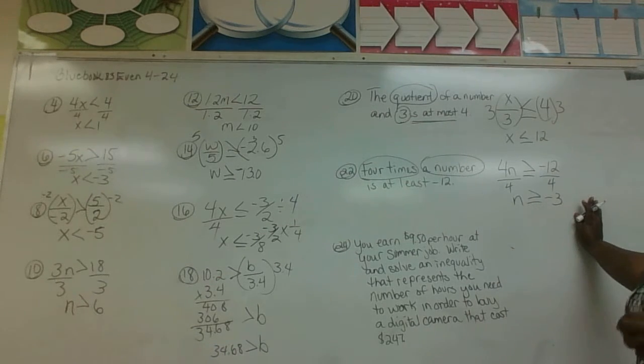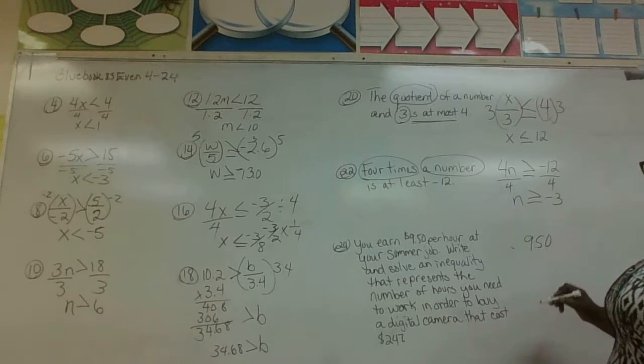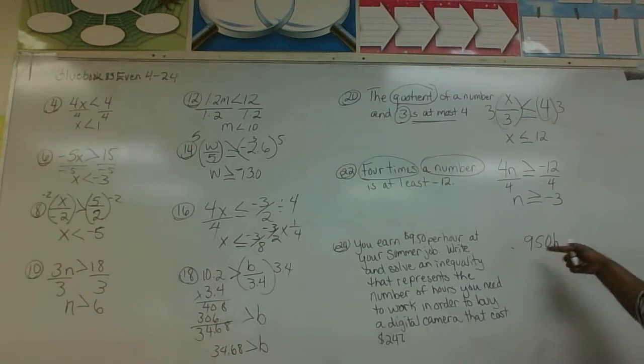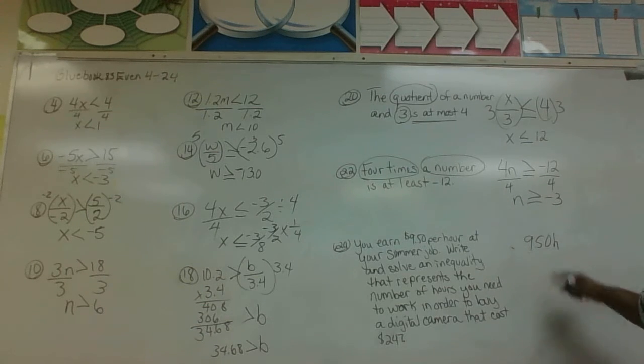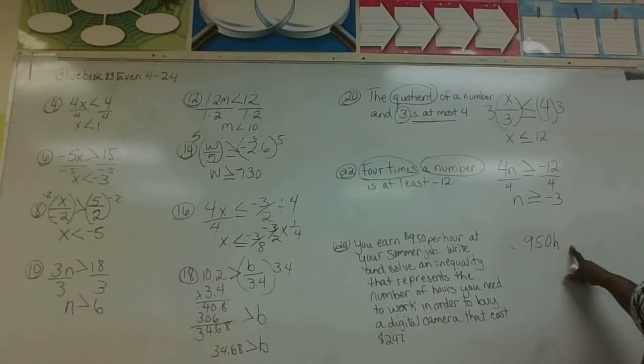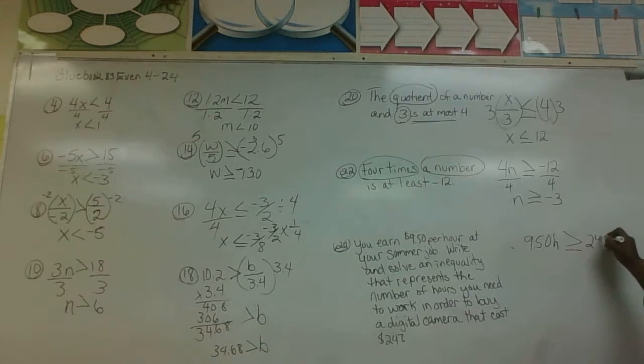On number 24, you earn $9.50 per hour, okay, at your summer job. Write and solve an inequality that represents the number of hours you need to work in order to buy a digital camera that costs $247. Okay, so what you have here is $9.50 per hour. So every hour, hour 1, $9.50, hour 2, so on and so forth. So depending on the hours, you're trying to get to $247. You don't want to fall less than that. You want to be equal to it or greater than it, because then you're sure you have enough money. So here you have greater than or equal to $247.